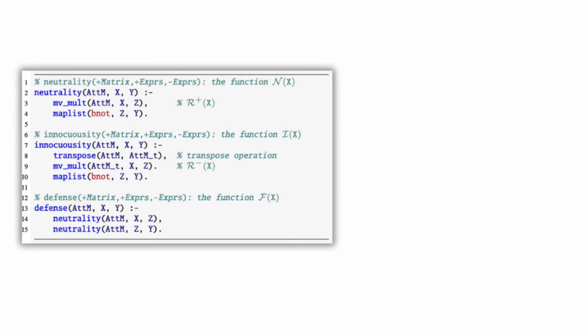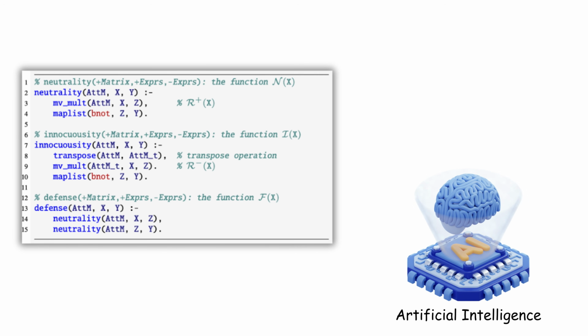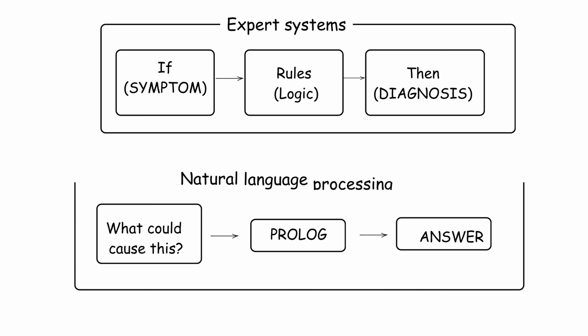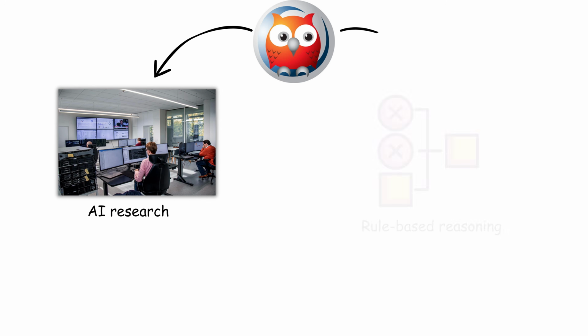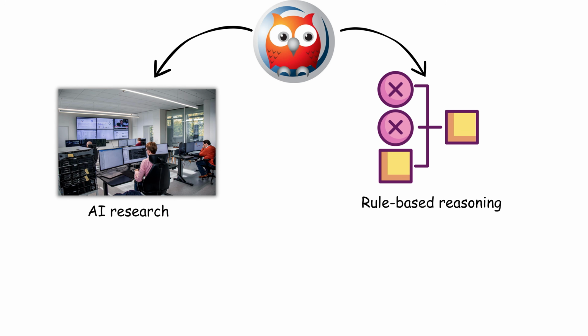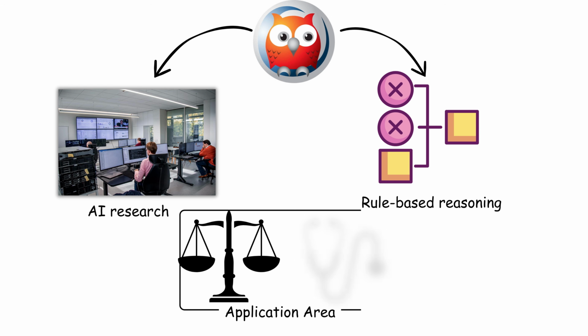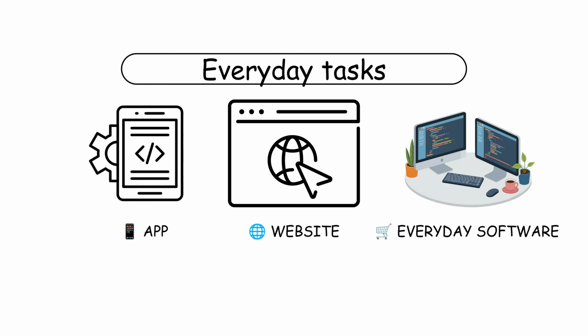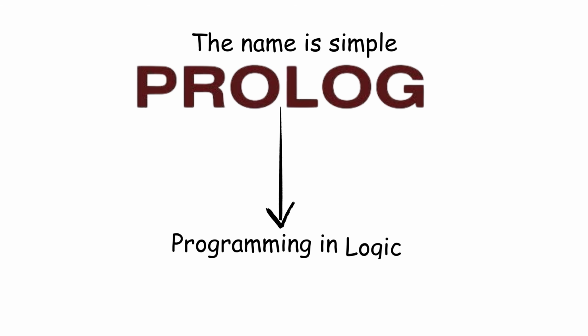This approach made it a natural fit for artificial intelligence research, especially in the 1980s, where it was used for things like expert systems and natural language processing. It's still used today in some AI research and areas involving complex rule-based reasoning, like certain legal and medical diagnostic tools. Its weakness is that this logic-based style is very different from how most software is built, so it's hard to use for everyday tasks like websites or apps, and it has a steep learning curve for programmers used to step-by-step languages. The name is simple. It's short for programming and logic.